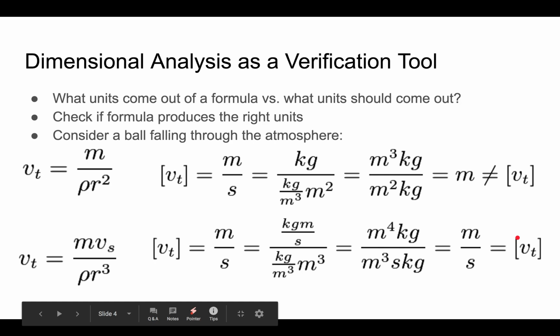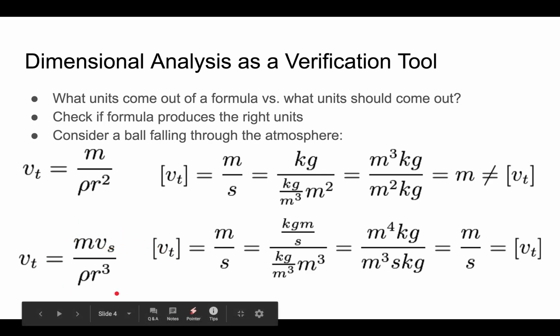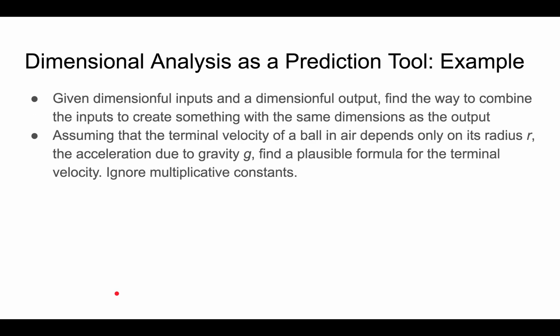So dimensional analysis tells us that this formula is wrong, and it tells us that this formula gives the right units. Notice that it doesn't tell us that it's correct, just that it gives the right units. So let's go into using dimensional analysis to predict something. Basically, given some inputs and some outputs, we can use the units of the inputs to see in which way we need to combine them to find the units of the outputs.